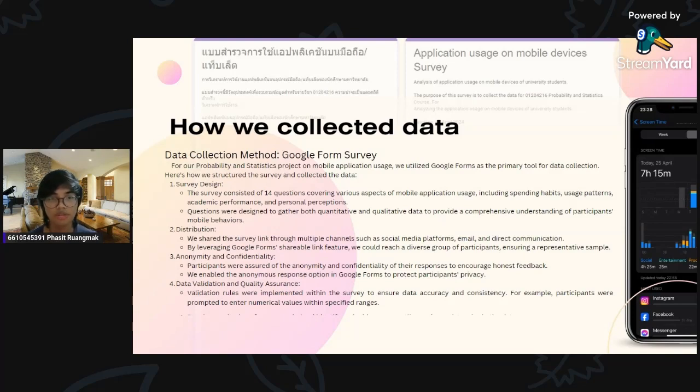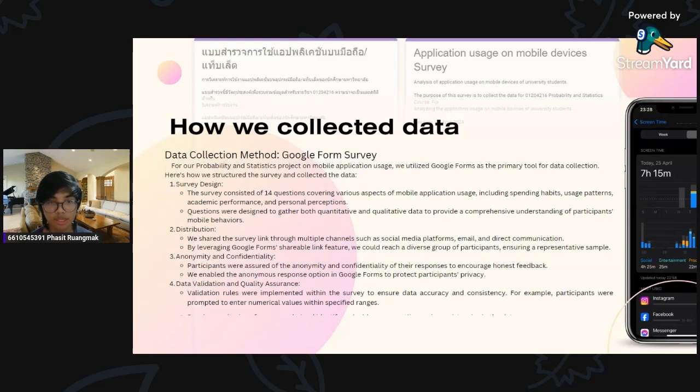First, our survey design. The survey consisted of 14 questions covering various aspects of mobile application usage, including spending habits, usage patterns, academic performance, and personal perceptions. The questions were designed to gather both quantitative and qualitative data to provide a comprehensive understanding of the participants' mobile behaviors. The distribution: we shared the survey link through multiple channels such as social media platforms, email, and direct communication.